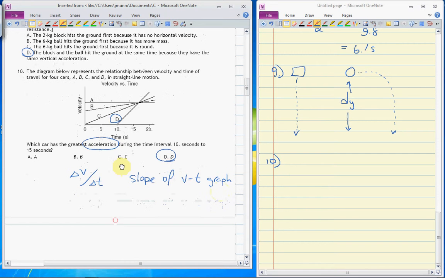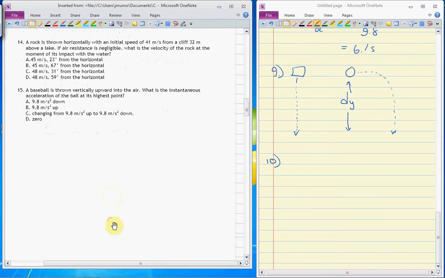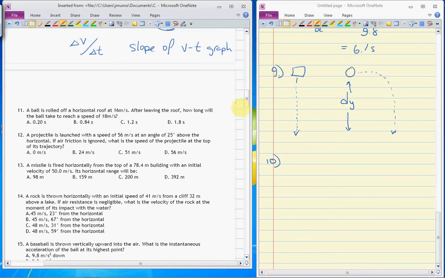Number 11. You might as well keep going here. These ones are quick. And number 11, a ball is rolled off a horizontal roof at 16 meters per second. How long will it take for the ball to reach a speed of 18 meters per second? This is the picture at the start.